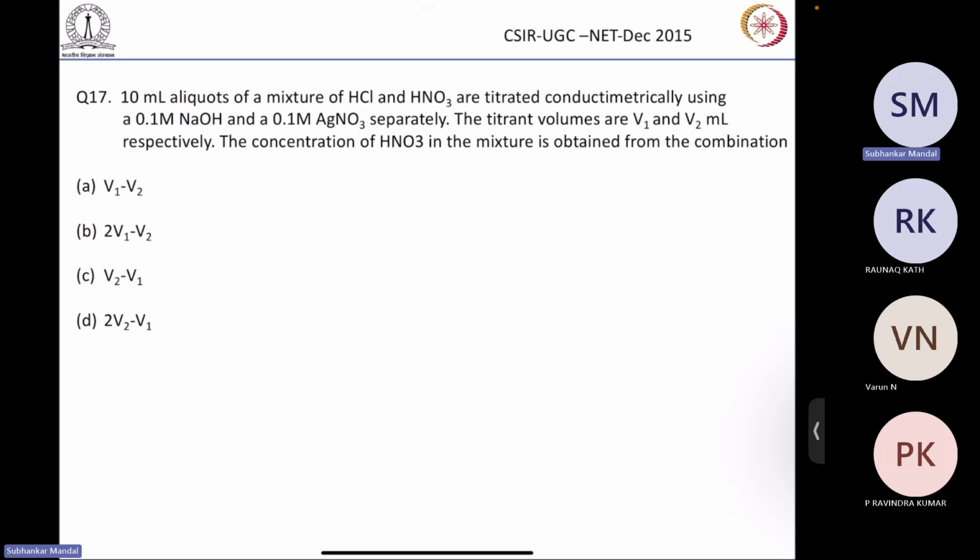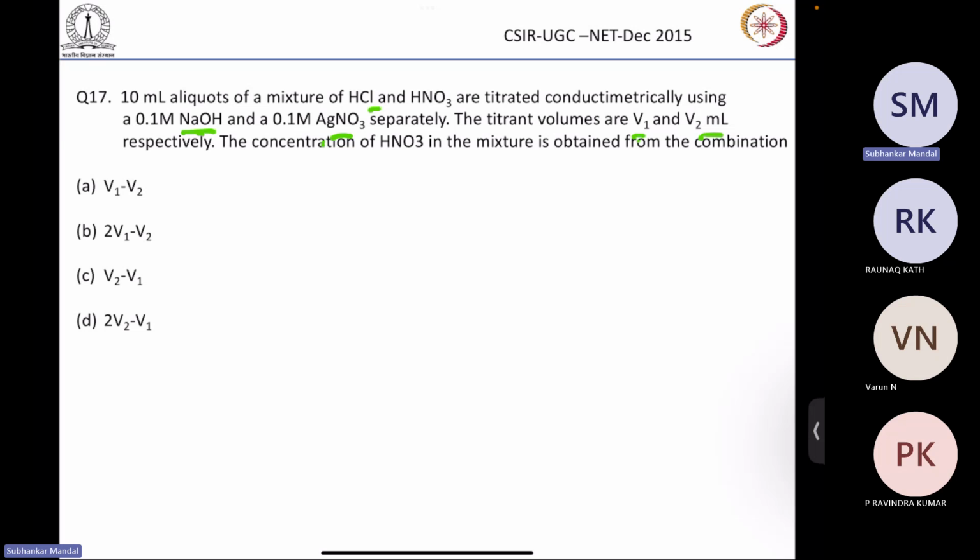Okay, so basically I can simplify the question. Basically what it is asking, you have one mixture of HCl and HNO3 in 10 ml of solution, and that solution you are titrating with 0.1 molar NaOH and another time 0.1 molar silver nitrate, separately. Then it is asking that if the titrant volumes are V1 and V2 ml respectively, means when you are using NaOH, that time the volume is V1, and when you are using silver nitrate that time volume is V2. Now it is asking what is the concentration of nitric acid in the mixture of HCl and HNO3.